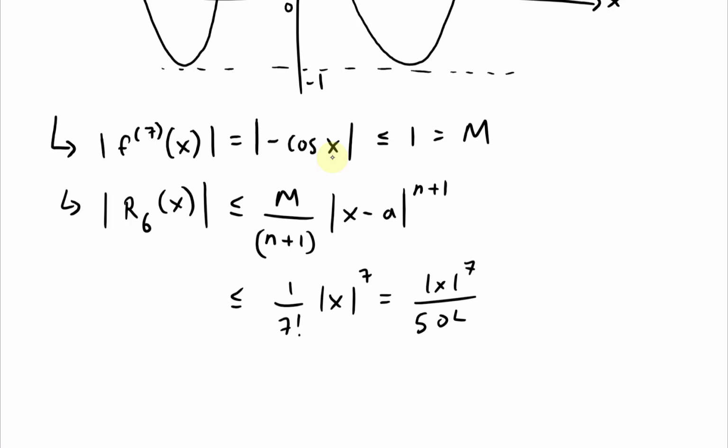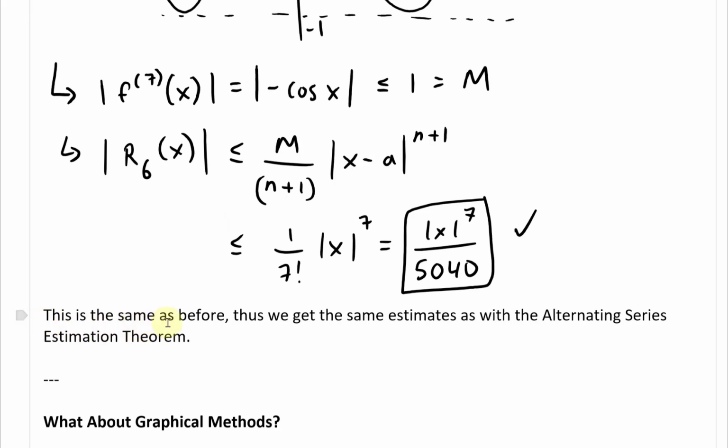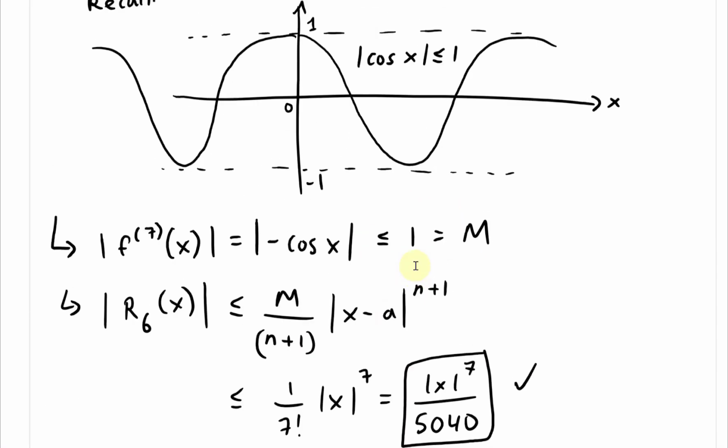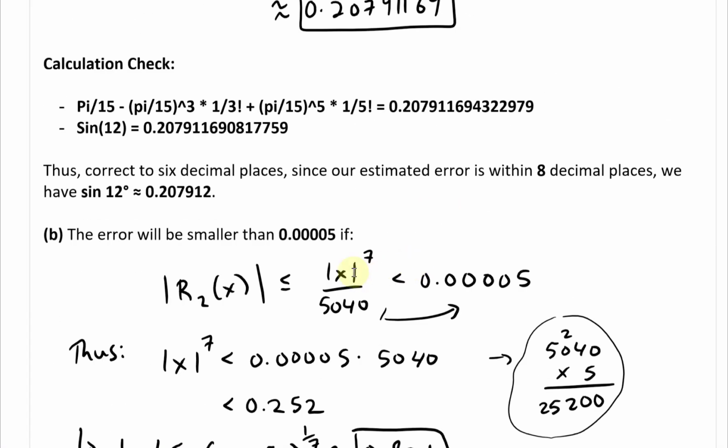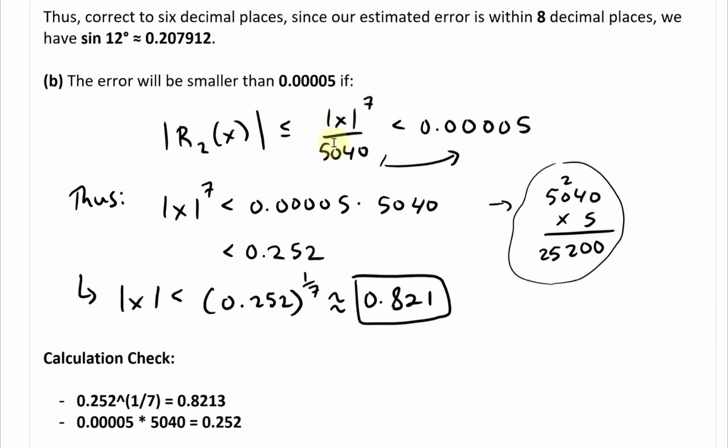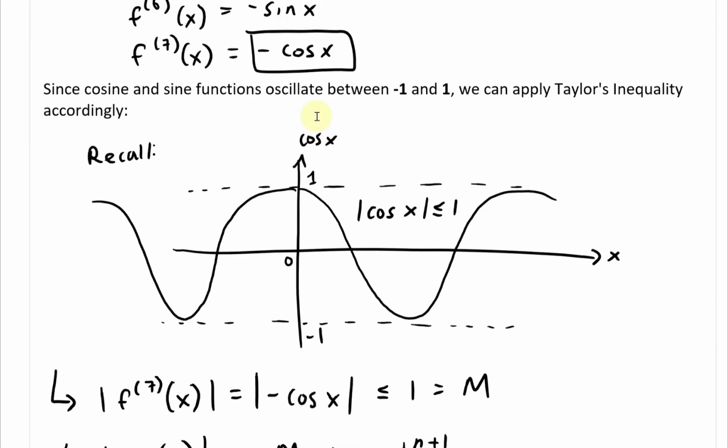This is exactly the same as our estimation from the alternating series estimation theorem, which is fascinating stuff. Thus we get the same estimates as with the alternating series estimation theorem. That's exactly the same thing we had the whole time. So there's our x to the power of 7 divided by 5040 in our estimation theorem. Anyways, just keep going further.